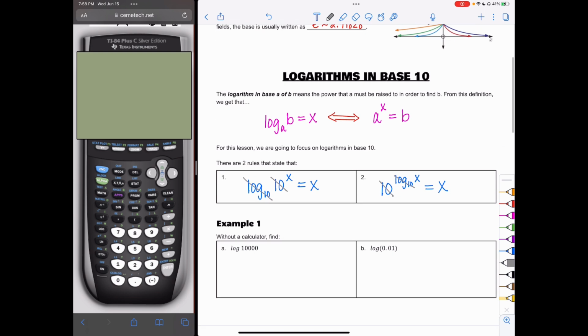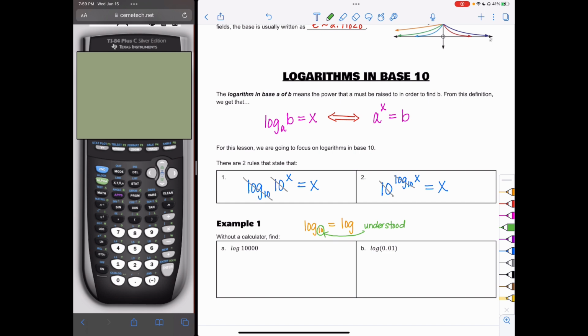So example 1: without a calculator, they want us to find the log of 10,000, and then the log of 0.01. Before we get into finding the logs, you also need to understand that anytime we have a log base 10, that is the same thing as just saying log. It's the regular log, so the 10 is understood. It's very similar to having a square root: we don't write the 2 on the root, we just write square root. So anytime you just see log of some number, you already know it's automatically in base 10.